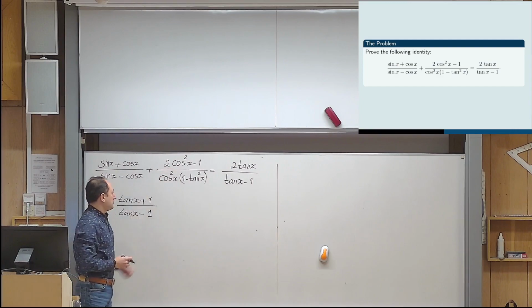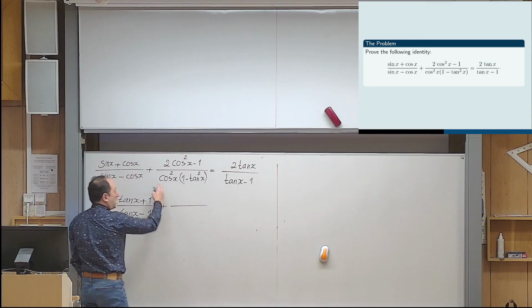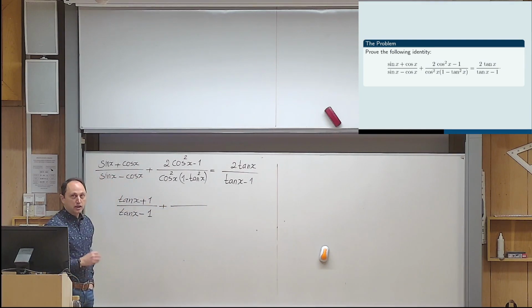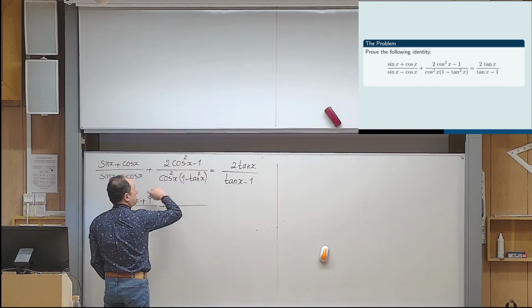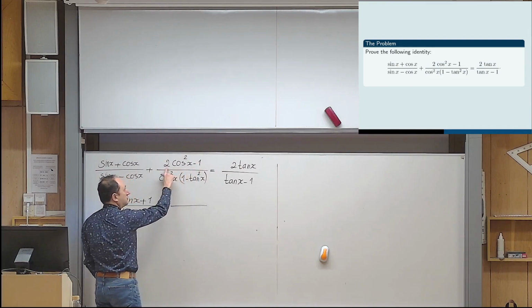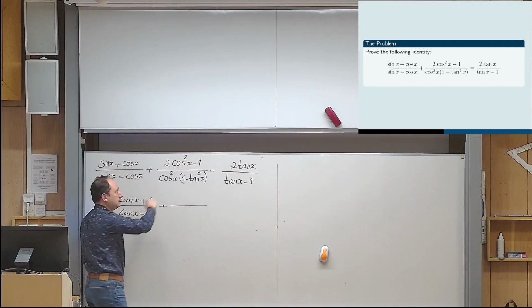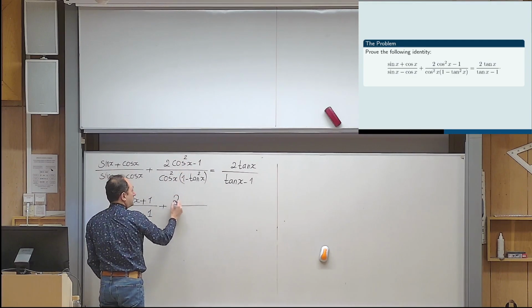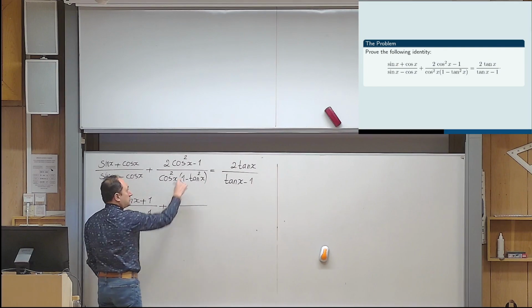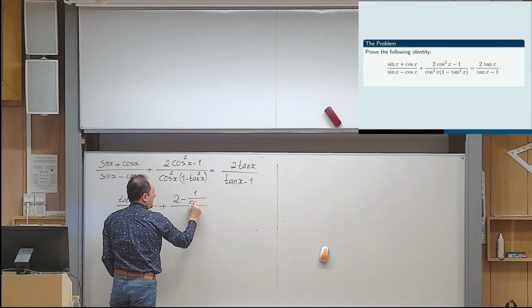What can I do here? I can do a similar thing here. I want to divide everything by cosine x squared, okay? So I divide the numerator by cosine x squared, but there are two terms involved in the numerator. One of them is the first one. When I divide it by cosine x squared, the cosine squared is gone, so what is left for me is just 2. But when I divide the minus 1 by cosine x squared, this is just 1 over cosine x squared.